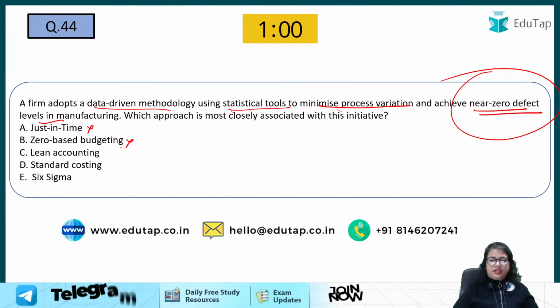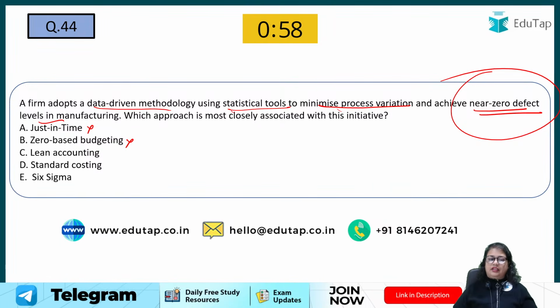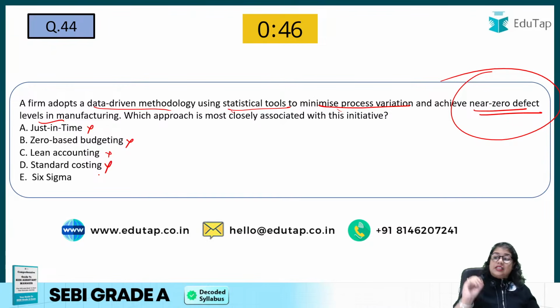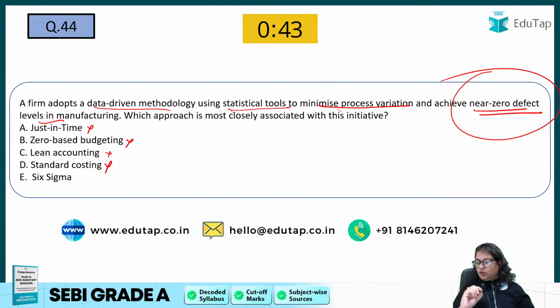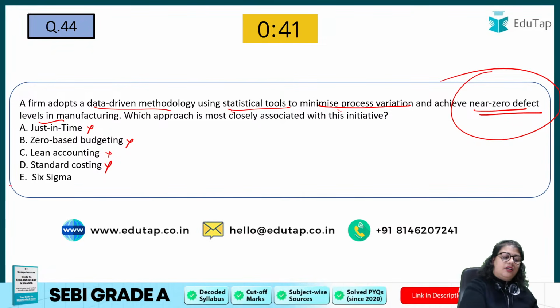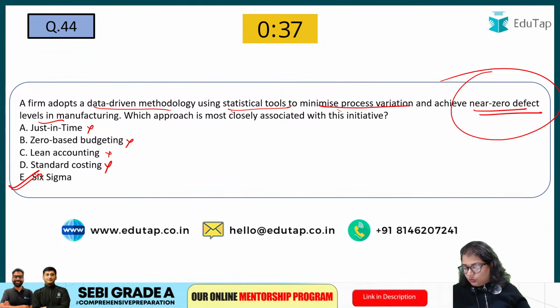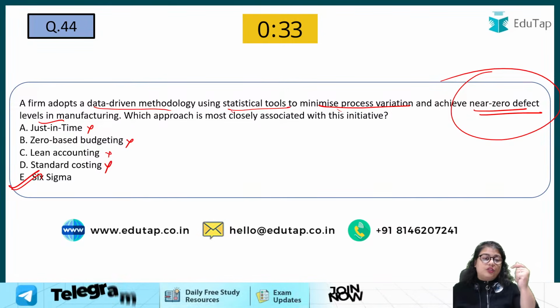Then lean accounting, we are not talking about any accounting. Although we are talking about the lean philosophy, we are not talking about its accounting, right? So this is wrong. Then standard costing, not setting any predetermined cost, so this is wrong. So Six Sigma, we know that when we are talking about Six Sigma, we are talking about zero defects, right? Very good. 3.4 per 10 lakhs or million. Very good. So you should know this quickly.